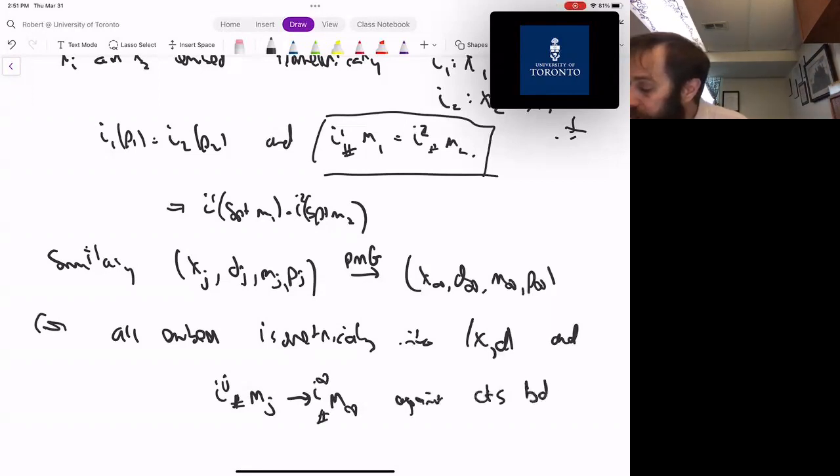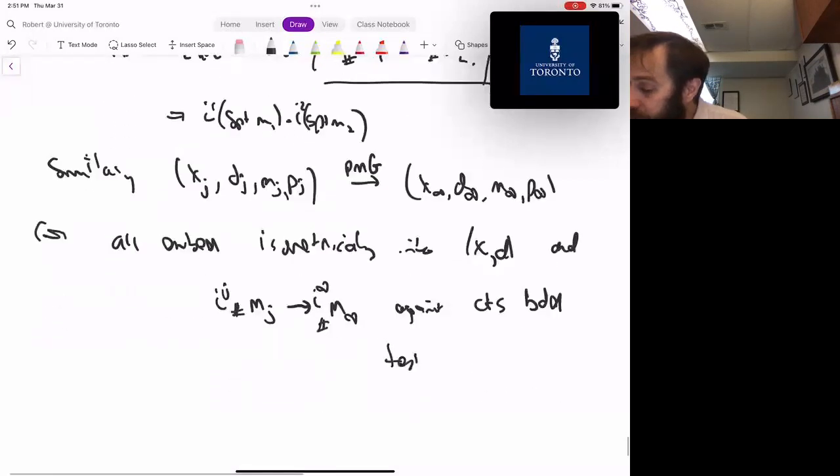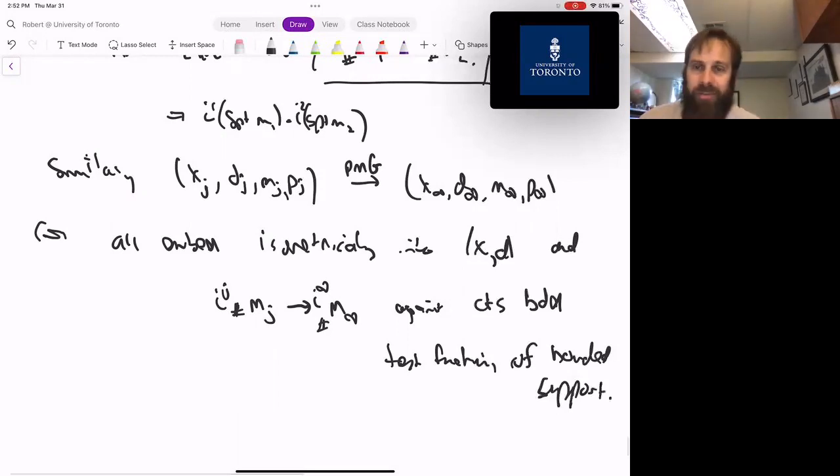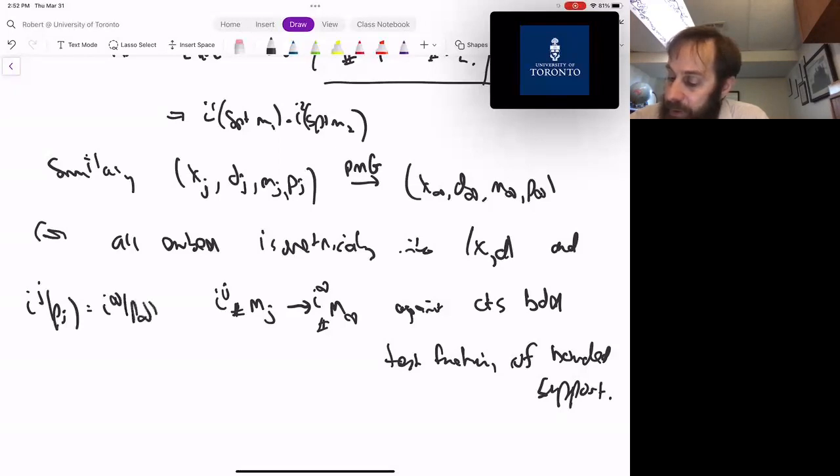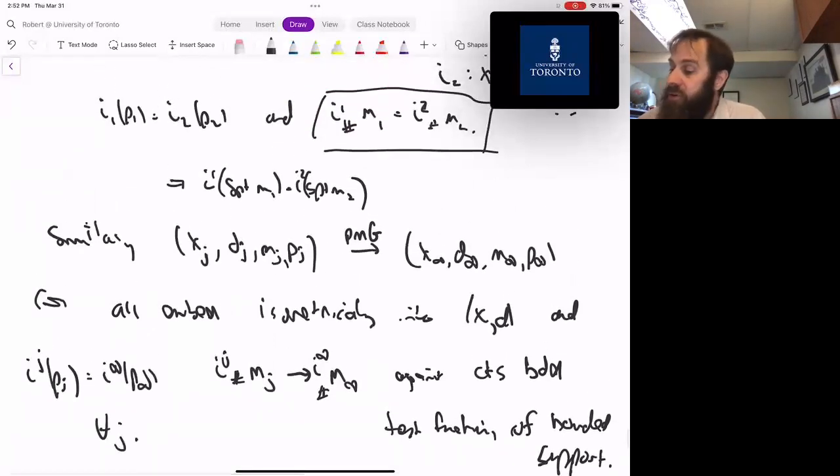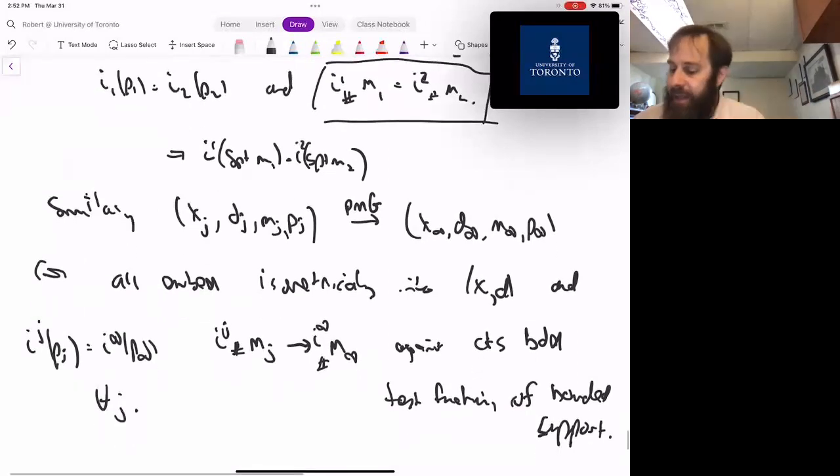against continuous bounded test functions of bounded support. We don't talk about compact support anymore because these spaces are not locally compact necessarily. And of course we want Ij of pj to be I infinity of p infinity for every j. And with this notion of convergence, you have natural compactness notions, and you also have stability.